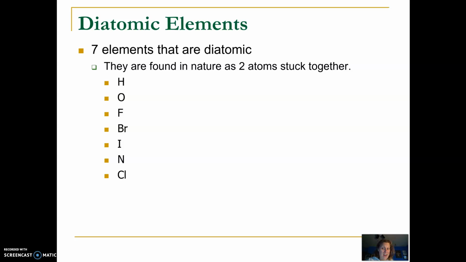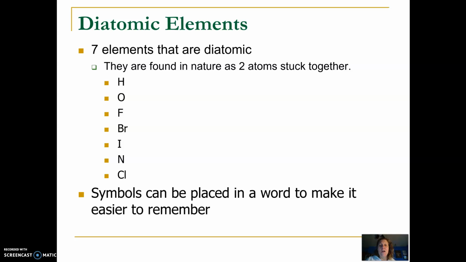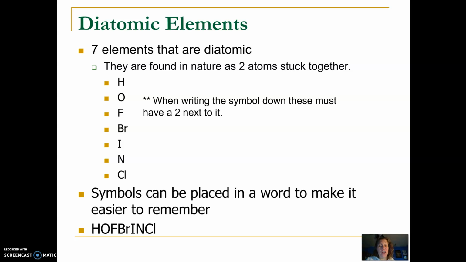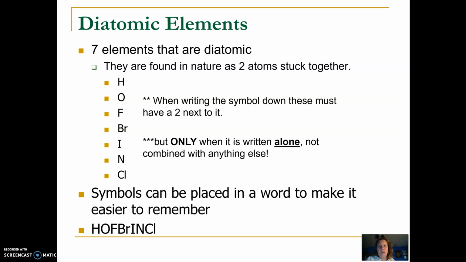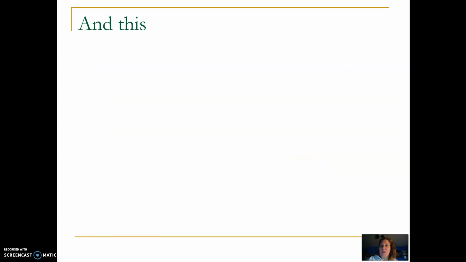So if you see any of these as gas, you're going to have to write a 2 next to them. But yeah, only when they're written alone. So when they're written or when they're gases. And we did this. We did an experiment where I reacted hydrogen gas and oxygen gas. Those would be H2 and O2. We're going to try this one.